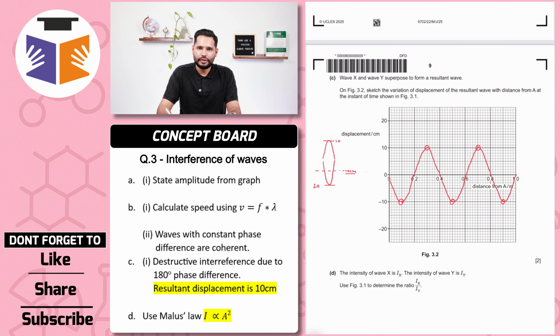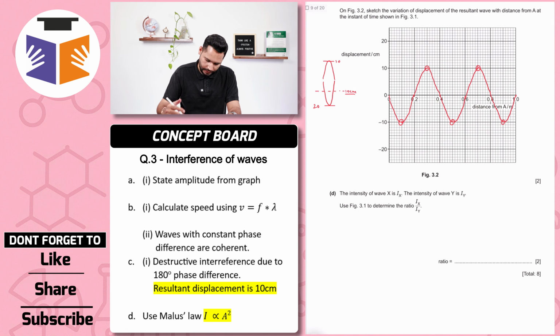Because of destructive interference. Next, the intensity of wave X is Ix, the intensity of wave Y is Iy. Use figure 3.1 to determine the ratio Ix upon Iy.